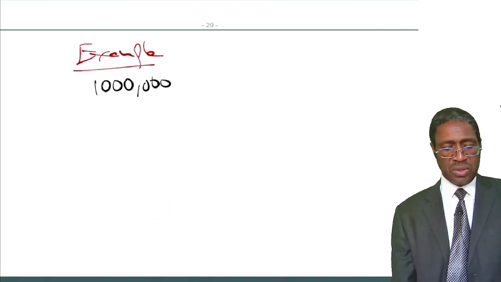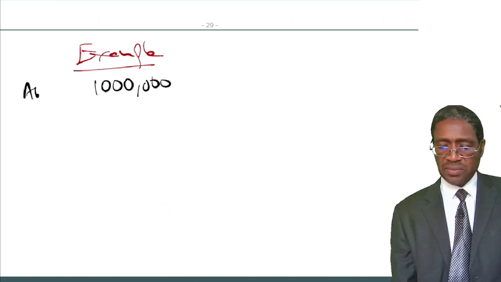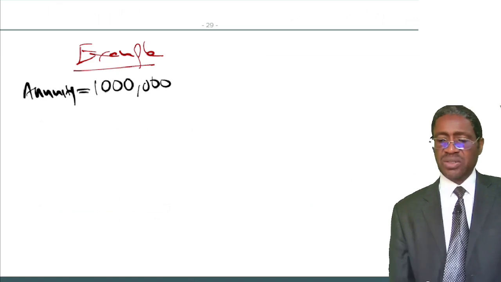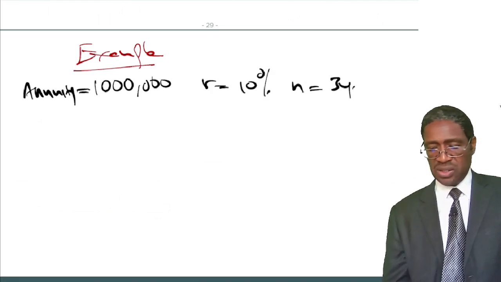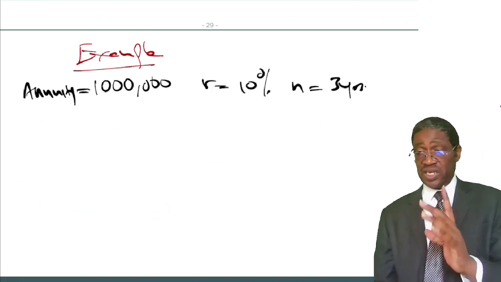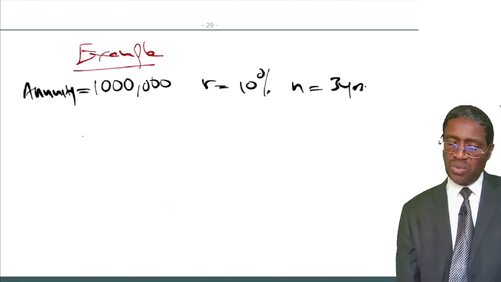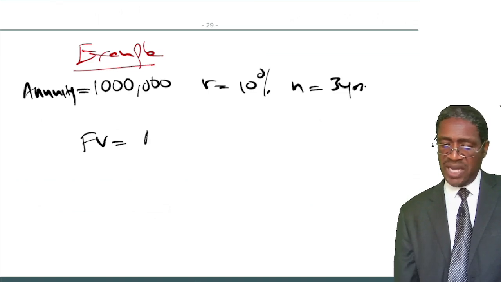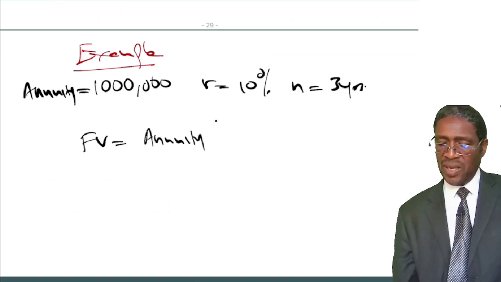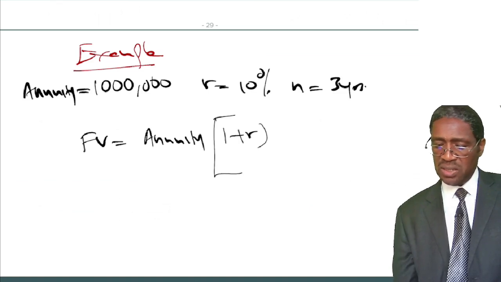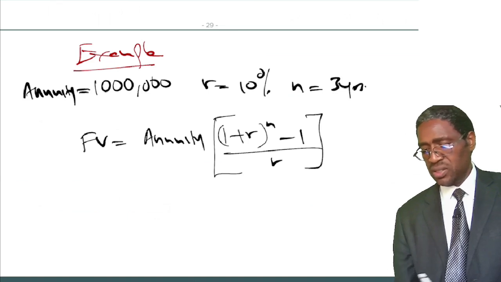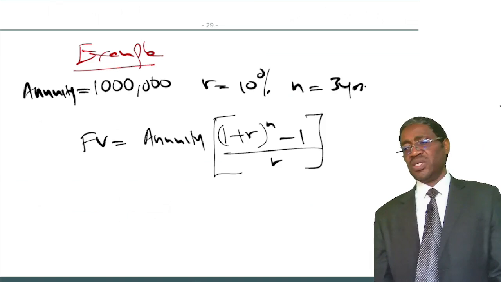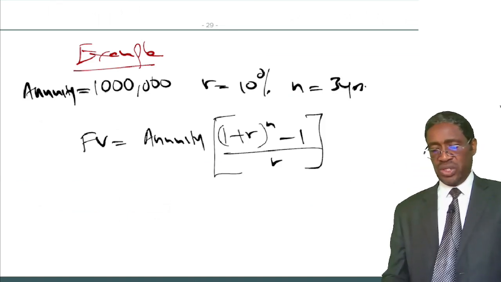So our annuity is 1 million. Our r we are given is 10%. Our n is 3 years. Let's get the formula first, the long one. We have said future value will be given by that annuity, into (1 plus r to the power of n minus 1), you divide everything by r. That is our formula. Let's apply it.